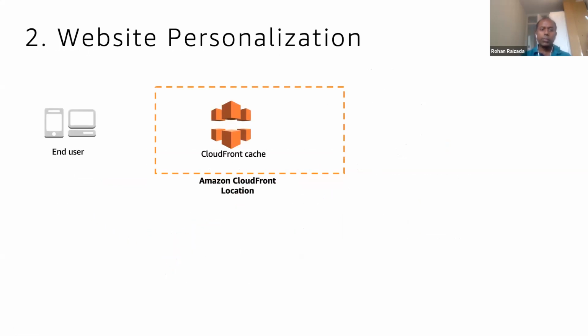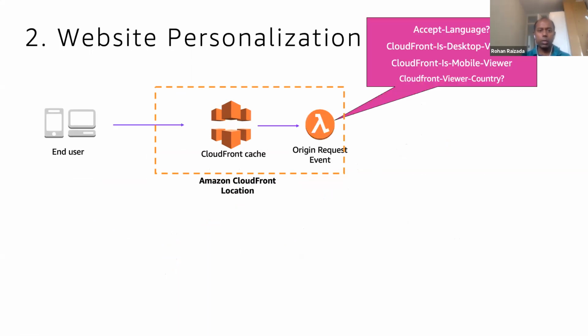The other use case here is website personalization. So let's say when an incoming request comes in, you also have access to different attributes in the request. For example, whether the end user is coming from a desktop or using a mobile device, which location it is coming from, is it coming from a specific country, and what languages they are typically using based on the incoming Accept-Language header.